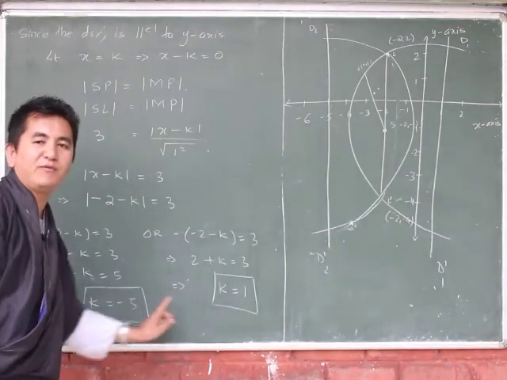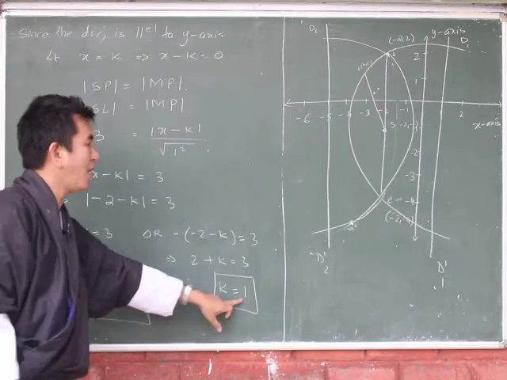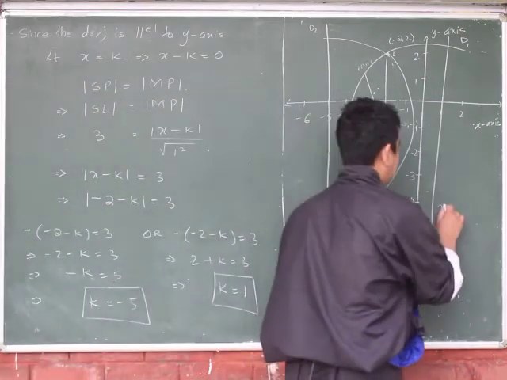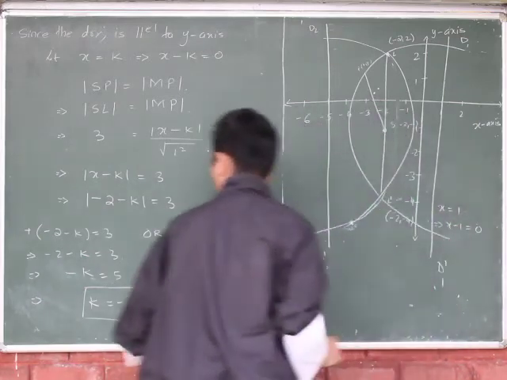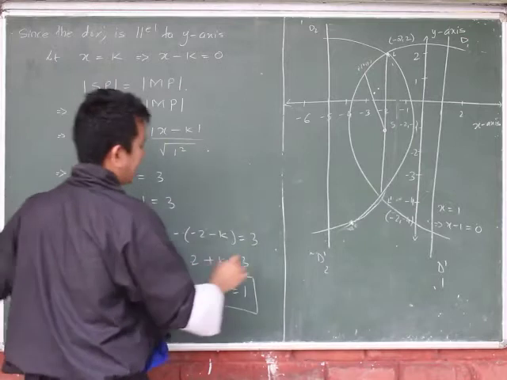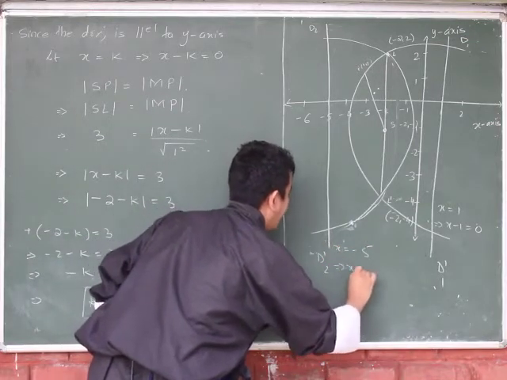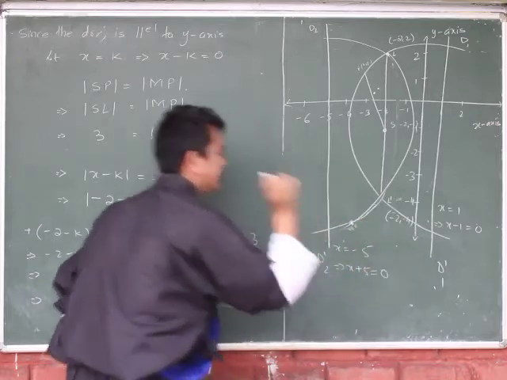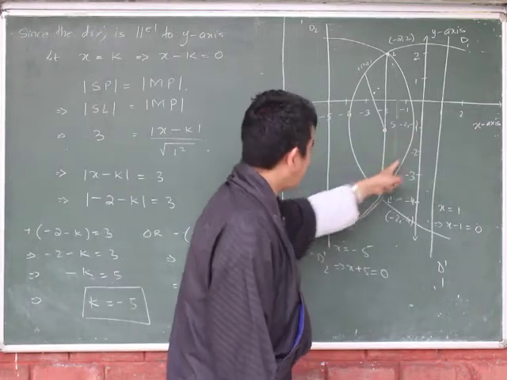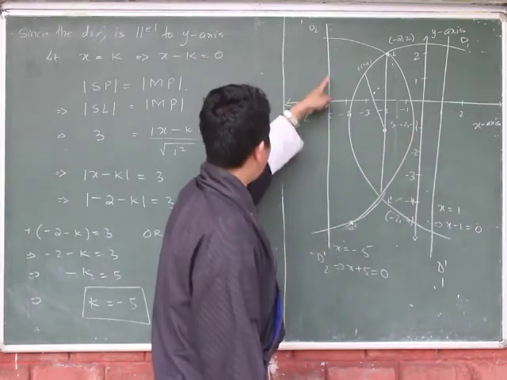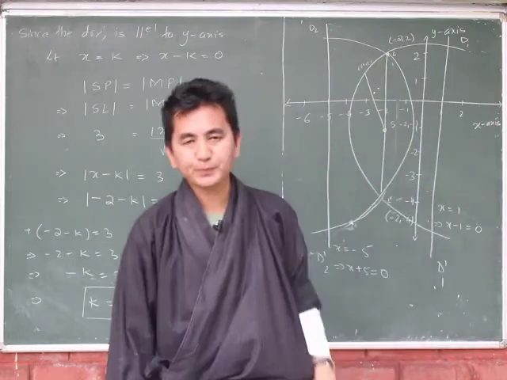We got two k values. Taking x is equal to k, for x is equal to 1, this implies x minus 1 is equal to 0. Another one, substitute here, x is equal to negative 5, which implies x plus 5 is equal to 0. So this becomes the directrix for the concave left parabola, and this becomes the directrix for the concave right parabola.